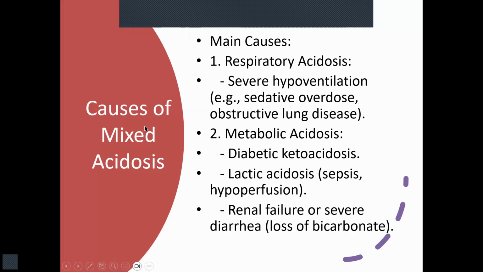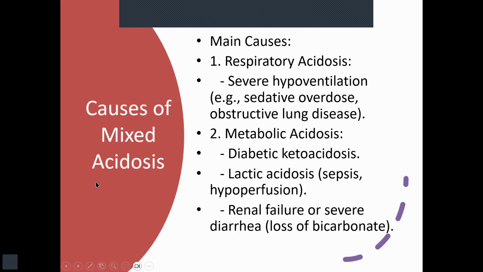So what are the main causes of respiratory acidosis? We had discussed this before. So it's hypoventilation, obstructive lung disease, sedative overdose, infection, pneumonias, things like that. These are all things that can lead to respiratory acidosis. And metabolic acidosis could be due to diabetic ketoacidosis, lactic acidosis, which can be due to sepsis, hypoperfusion, renal failure, or severe diarrhea in this case, which also causes loss of bicarbonate. So you've got all of these factors mixing together, leading to this picture.